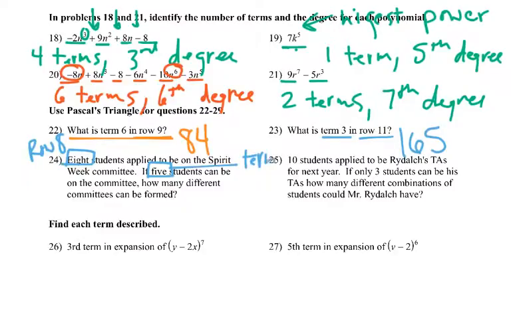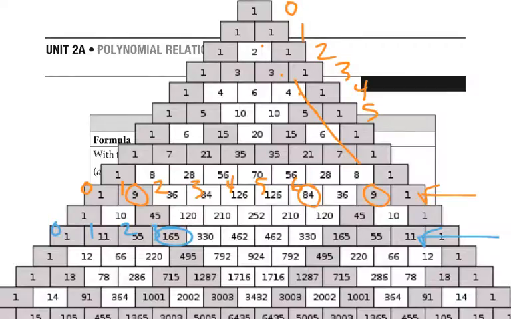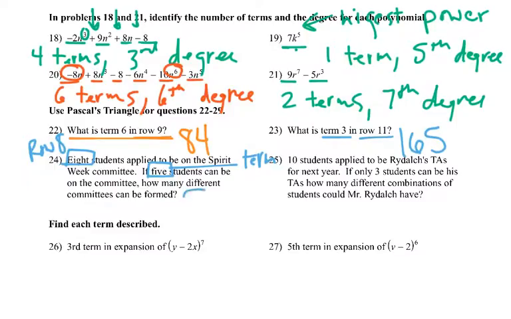So I go to row 8 and look up term 5. Row 8 is right here. Term 5: 0, 1, 2, 3, 4, 5. So there are 56 different ways we can form a committee of 5 students out of 8 students.